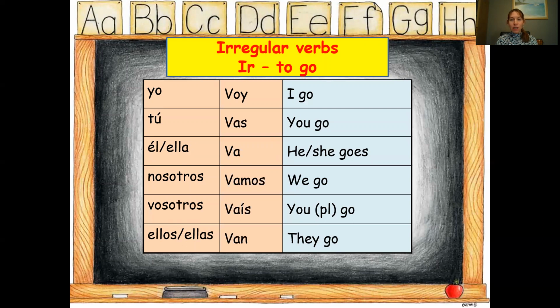Okay, so pause this video and practice the pronunciation. If you want that all in one go, we've got voy, vas, va, vamos, vais, van. And just keep repeating it and repeating, and slowly, slowly it will start to go in. So pause this video whilst you do that.